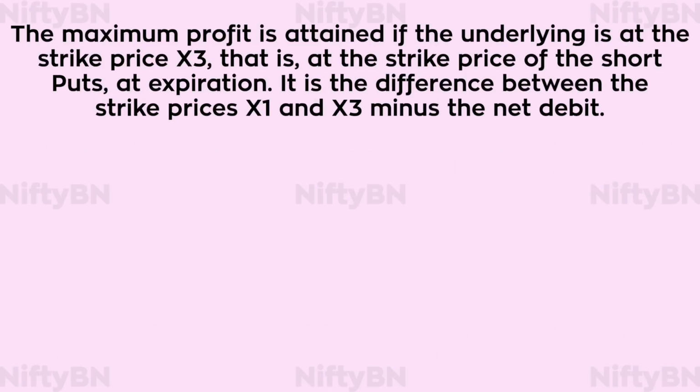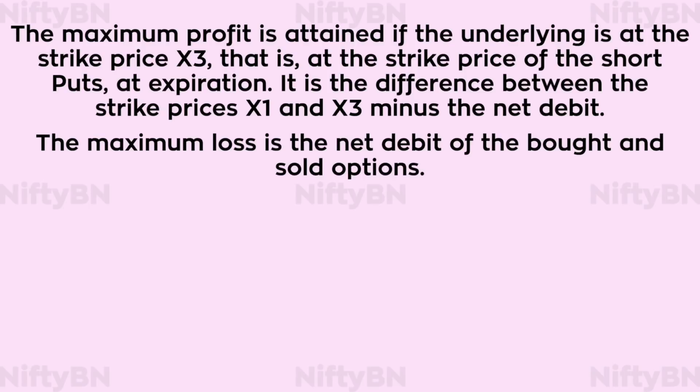The maximum profit is attained if the underlying is at the strike price x3, that is, at the strike price of the short puts at expiration. It is the difference between the strike prices x1 and x3 minus the net debit. The maximum loss is the net debit of the bought and sold options.